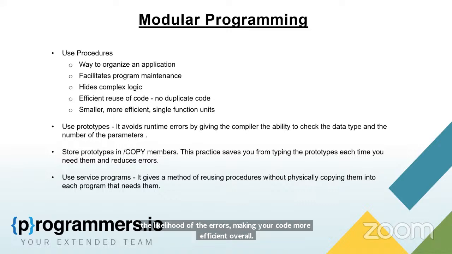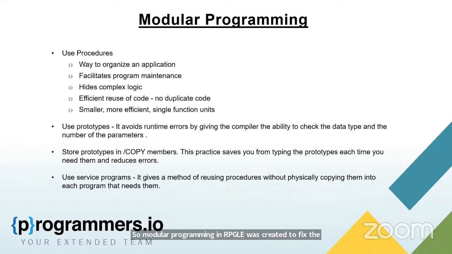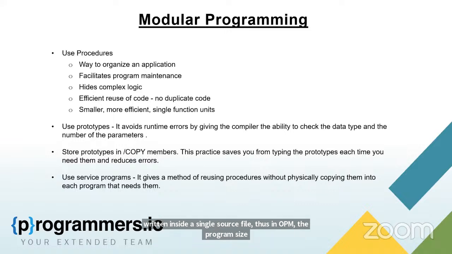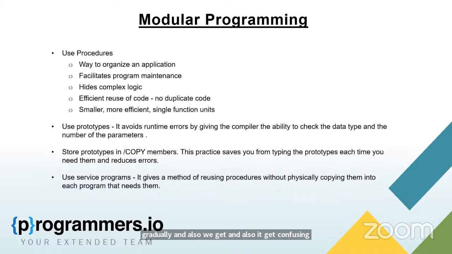Next is modular programming. Modular programming in RPGLE was created to fix the problems that were found in the original programming model, which is OPM. In OPM, the whole program logic is written inside a single source file. Thus, the program size increases gradually, it gets confusing, and we cannot reuse the code if we call that program in another program as well.